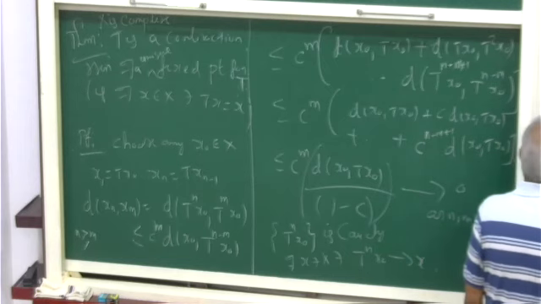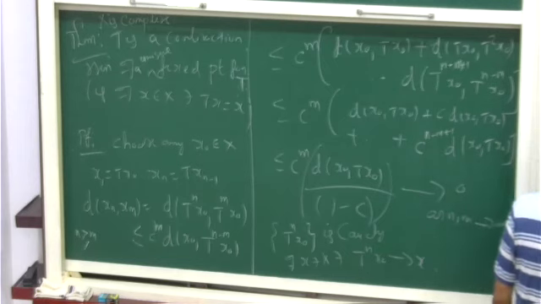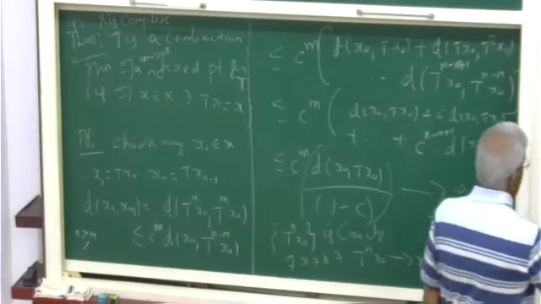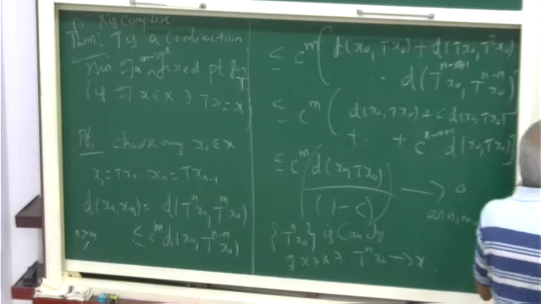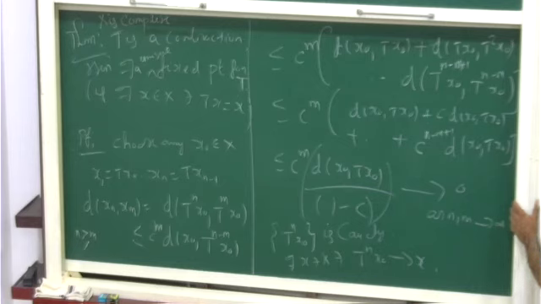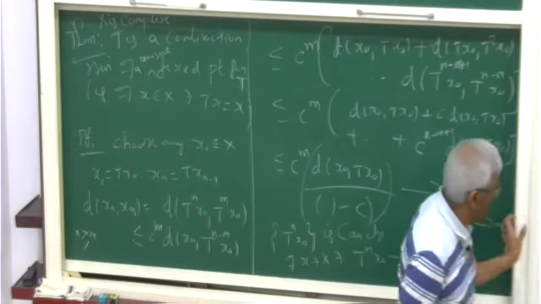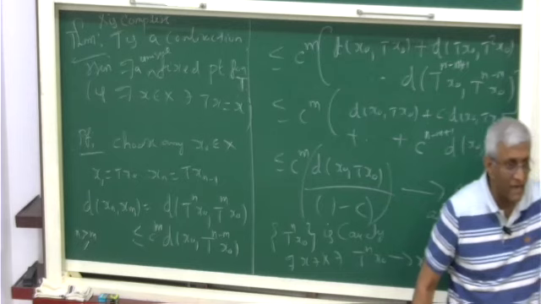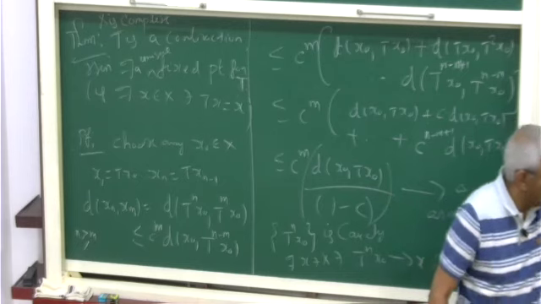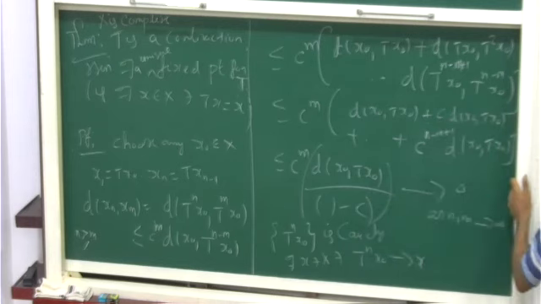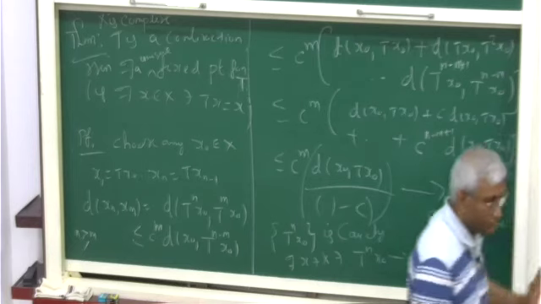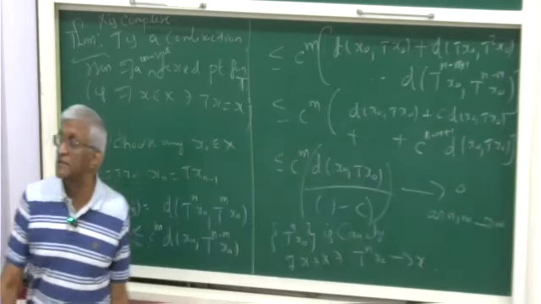To prove uniqueness, suppose Ty equals y. We have to show y equals x. Then d of x, y equals d of Tx, Ty, which is less than or equal to c times d of x, y by the contraction property. So d of x, y is less than c times d of x, y, where c is less than 1. If they are not the same, then c would be greater than or equal to 1, but c is strictly less than 1. So this implies d of x, y equals 0, so x equals y. That is how we proved the contraction theorem.